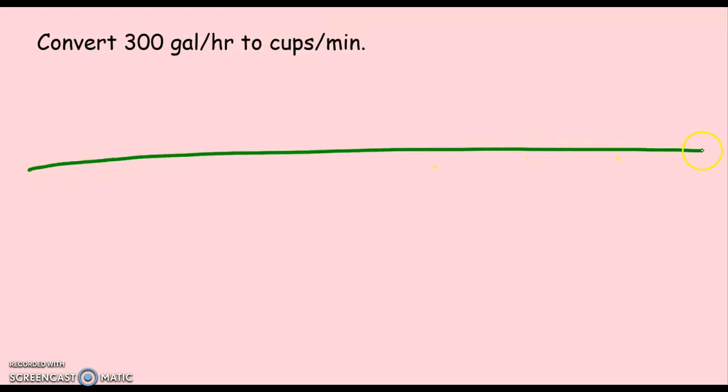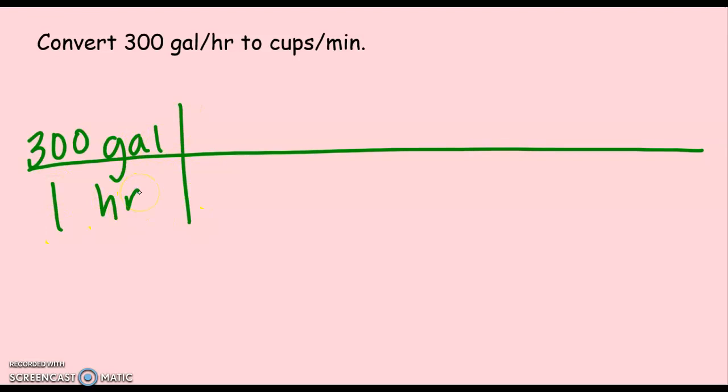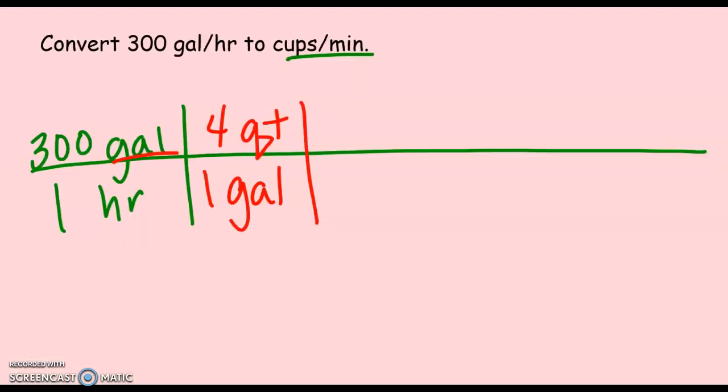So same thing. We're going to start with my 300 gallons over 1 hour. And I need to convert that all the way to cups per minute. Again, it doesn't matter which I start with. I'm just going to start with gallons because it's on top. And then I need to look at my conversions. Okay, so I know that there are 4 quarts in 1 gallon. Oh, I also know that there is, let's see, in 1 quart. Dang, I did that backwards. Hold on.